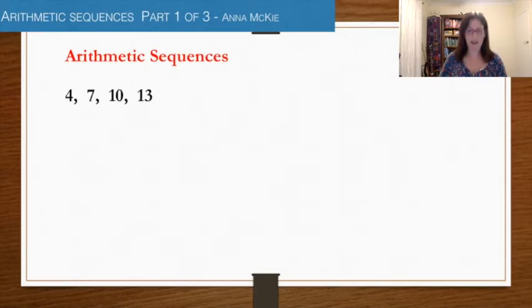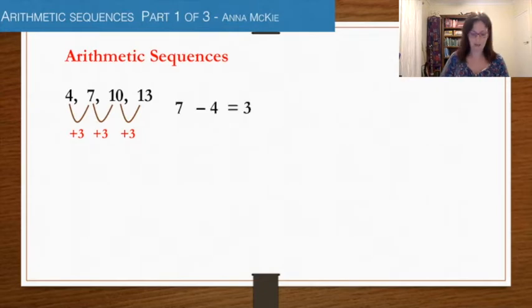So, if we had a sequence of numbers there, think about the connection between them. 4, 7, 10, 13. They're increasing by how much? It's the same amount. So, increasing by 3 each time.